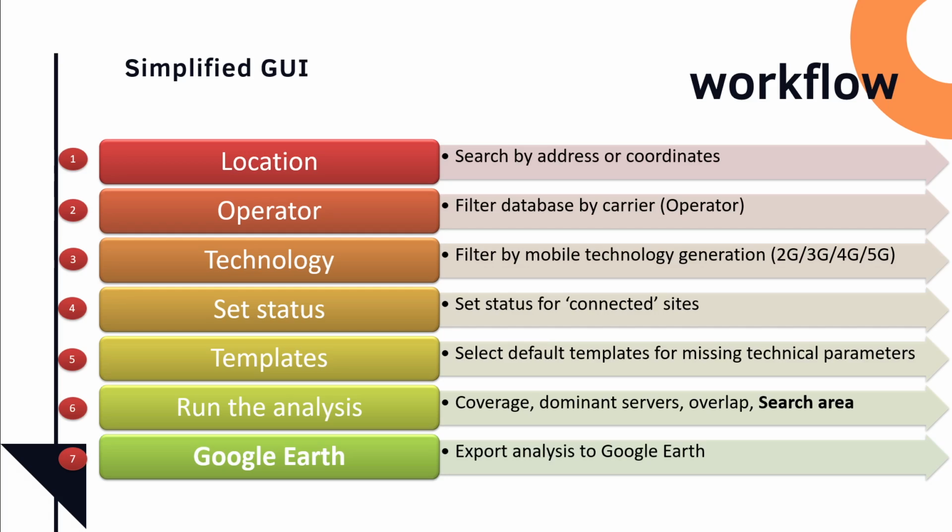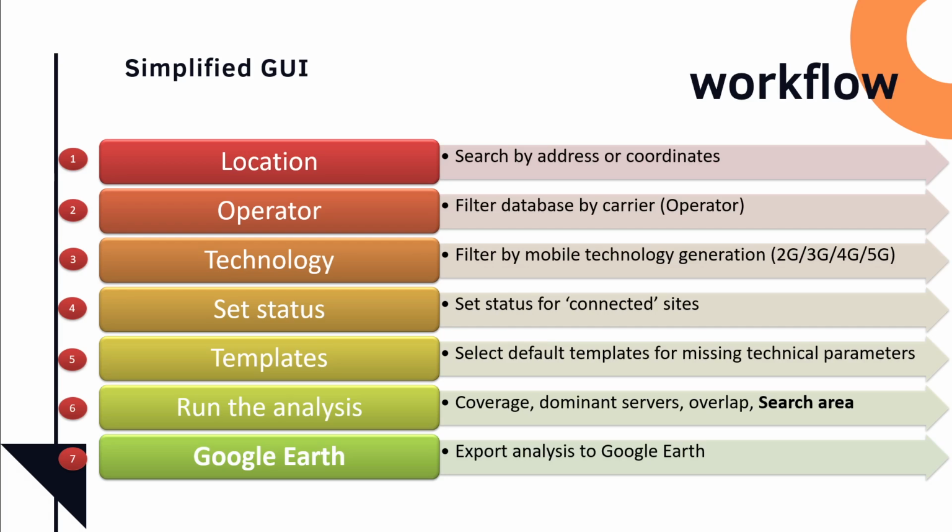Step number 1 in the simplified GUI, location. So first we need to search by address or coordinates. So the idea is to enter the name of the park, for example, national park, or nearest business, or maybe coordinates. You can put the coordinates directly. So the idea is to specify the target location first. And from that location, of course, you can do culling, and then you can do further analysis. So first we specify the location.